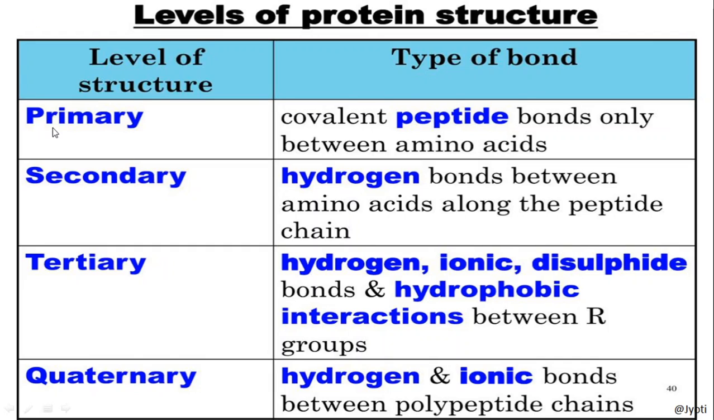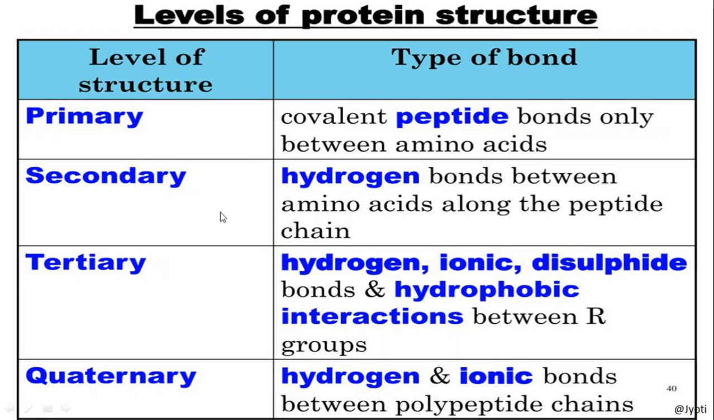So, in the primary structure of protein, only the peptide bond is present. Peptide bond is a covalent bond. You must be knowing what is covalent bond, what is electrovalent bond, so I am not talking much about those types of bond. So the peptide bond is a type of covalent bond and it is the only bond that is present in the primary structure.